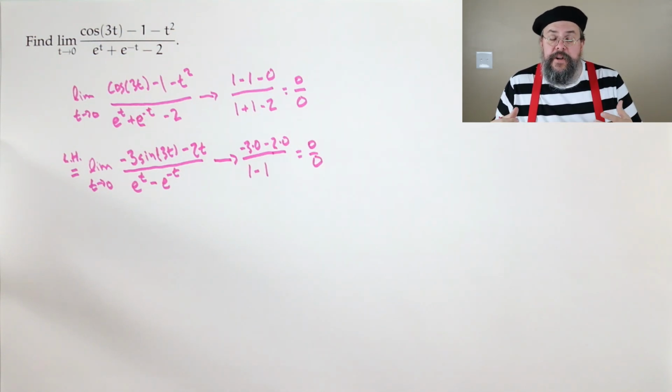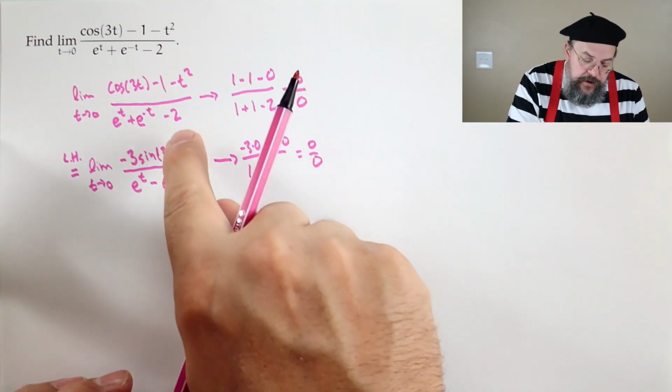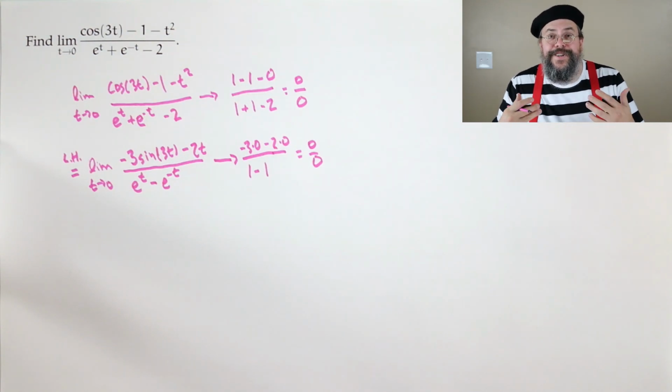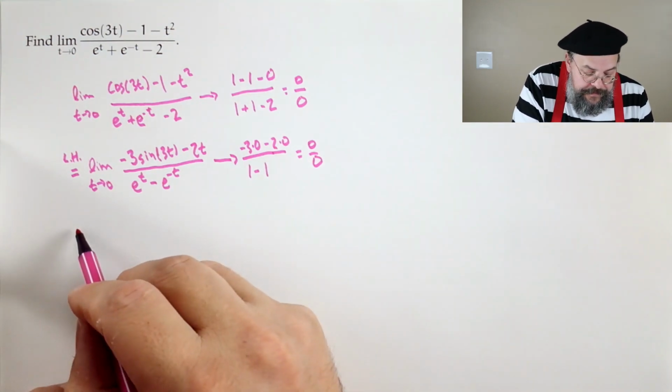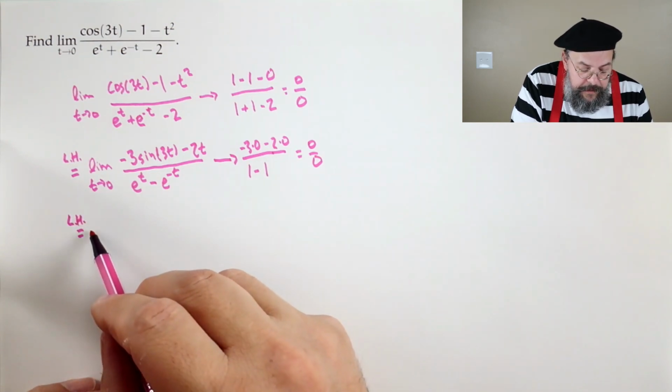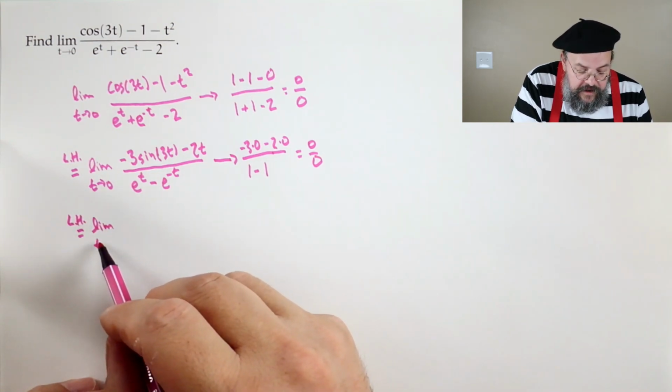We're going to keep going. And we're going to keep going with L'Hopital because we say, hey, it's simplifying, right? We got rid of a term downstairs. We got rid of a term upstairs. There is a hope. So we keep going. Okay, so apply L'Hopital again. And we get the limit as t goes to 0.